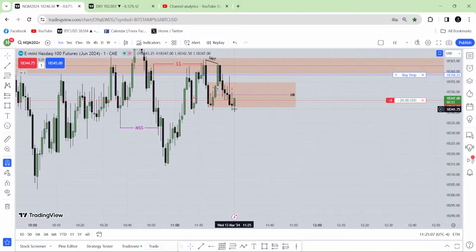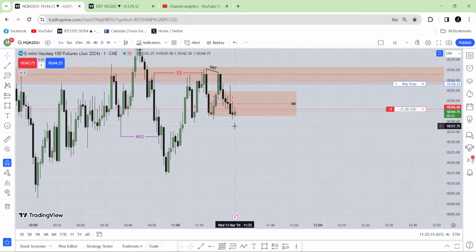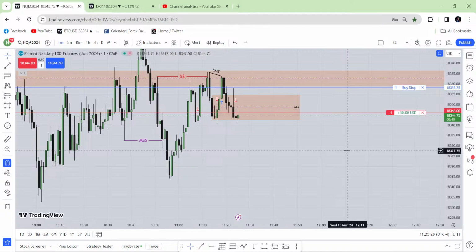It didn't close below the mitigation block, so I didn't add more. If it could close below the mitigation block, I would have added more over there. But when it didn't close it, I didn't add more. So I will go with one contract only. I think I'm not going to get any chance.